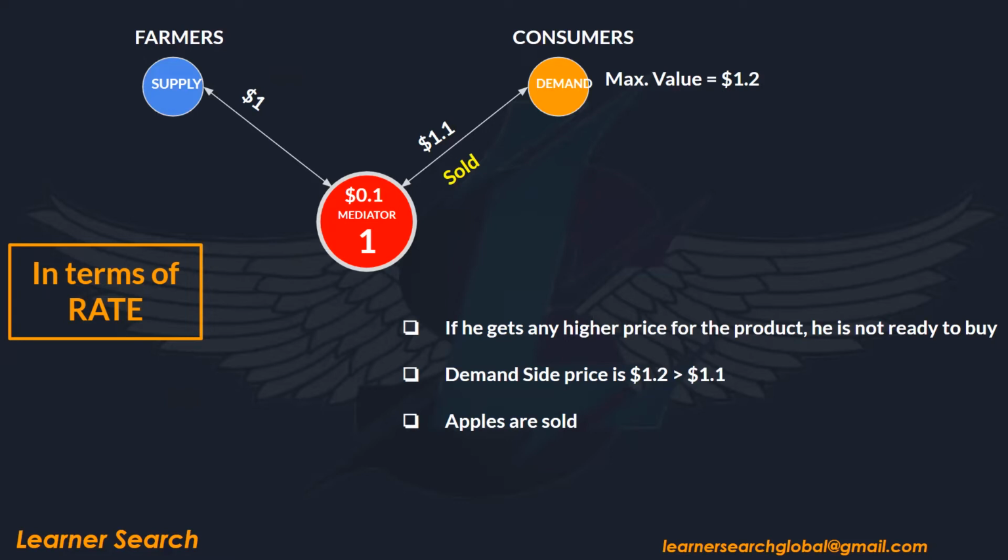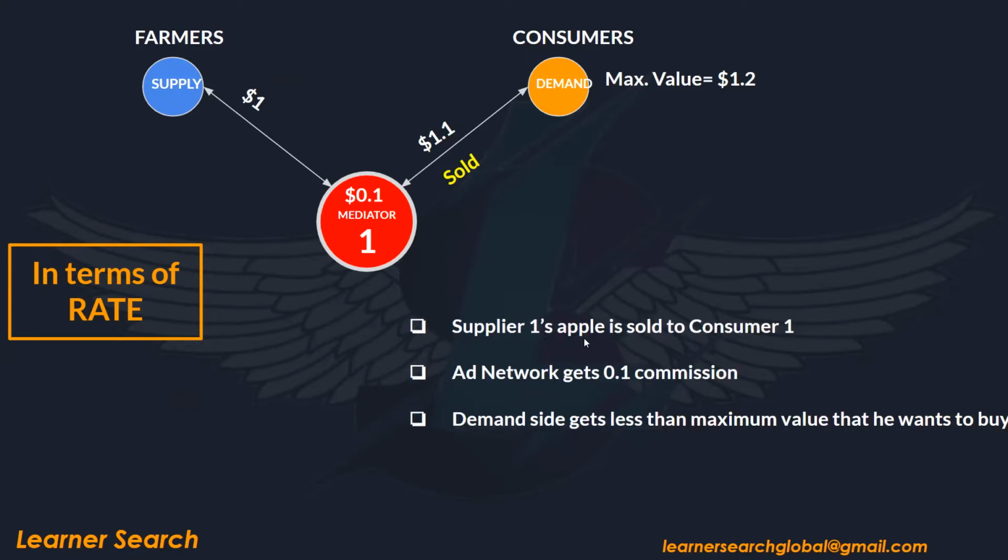If you say a higher rate, he definitely drops it, right? So he has to buy it. Correct. Demand side price 1.2 is greater than 1.1. So apples are sold. The first supplier's apple is sold to consumer one, the first consumer of the same mediator. Supplier one of mediator one is sold to a consumer of the same mediator.